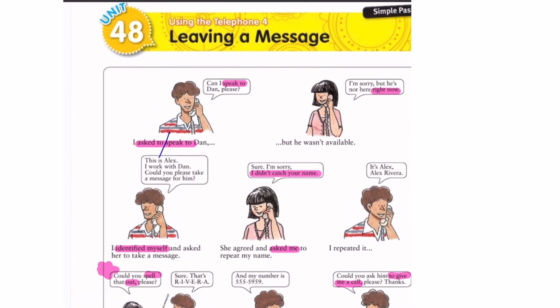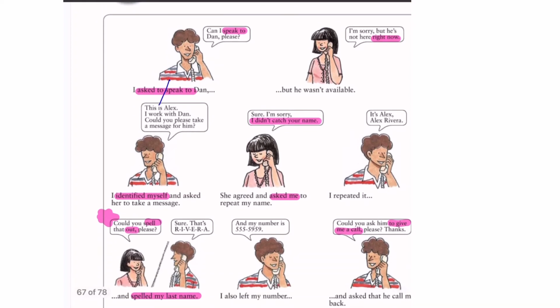Unit 48. Using the telephone 4. Leaving a message. I asked to speak to Dan. Can I speak to Dan, please? But he wasn't available. I'm sorry, but he's not here right now. I identified myself and asked her to take a message.